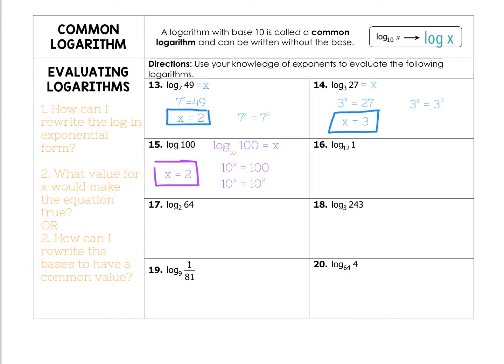All right, so log base 12 of 1, I need to evaluate it. So I'm going to rewrite it into that exponential form. So I have 12 to the x equals 1. And when I think about it, the only time that I get 1 when I raise a number to an exponent is if that exponent is 0.